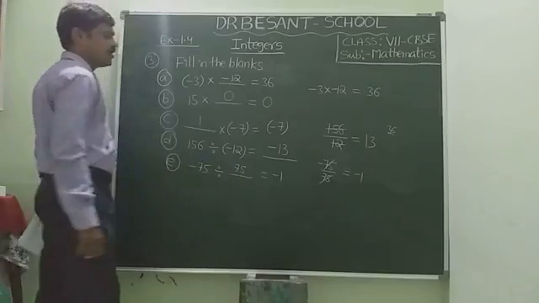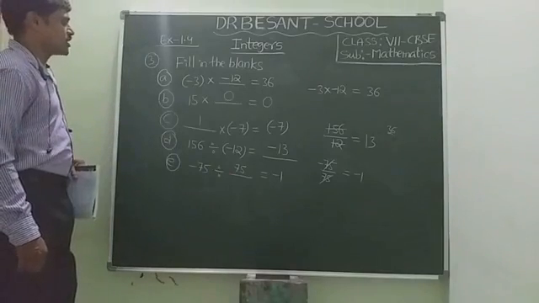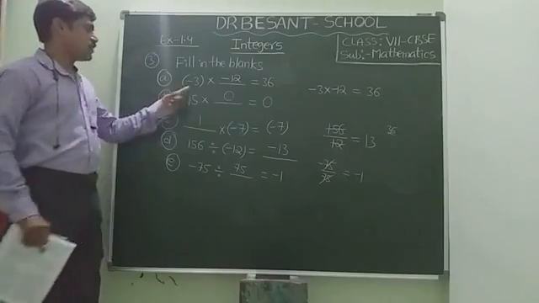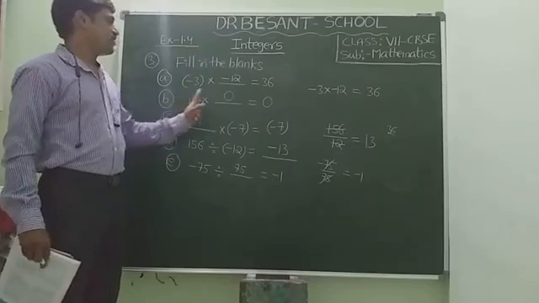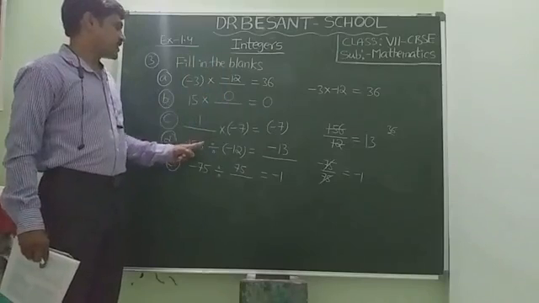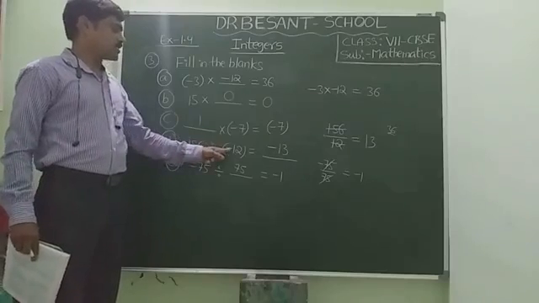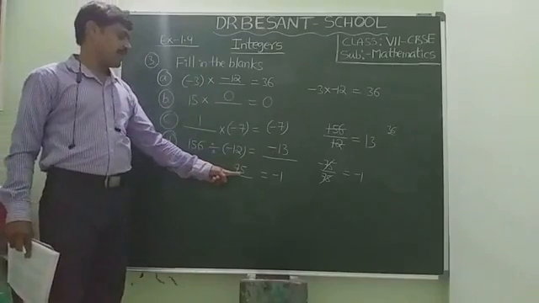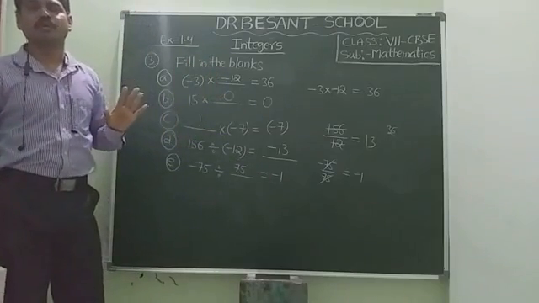So that's why we have to fill with 75. So this is E. Next, okay children, I hope you understood very well. Minus 3 into minus 12, minus into minus is plus, 3 12s are 36, correct. 15 zeros, 0, correct. 1 into minus 7, minus 7, correct. 156 by minus 12, 12 13s are 156, this is plus, this is minus, so the result is negative, correct. So minus 75 divided by 75, 75 cancel, the result is minus. So like that we have to check.